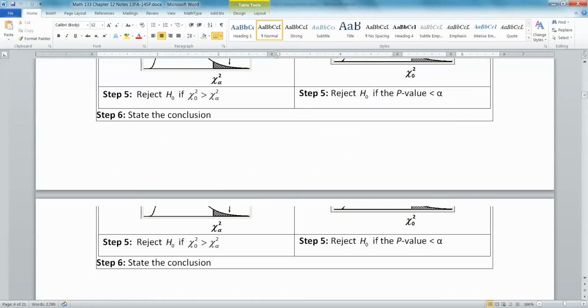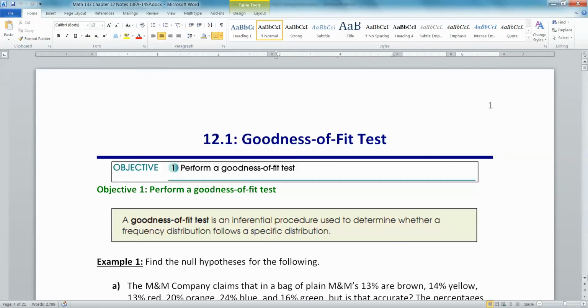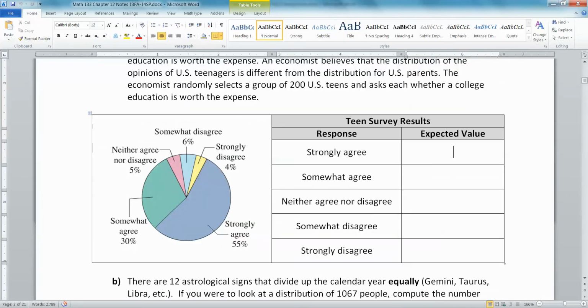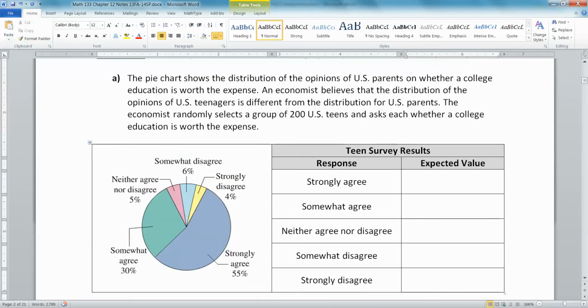And I believe in an earlier problem, let me go back just a little bit. I think we have you up right here. We have us calculate these. So let me just show you how to do this in case you missed that. So what you do is you take the percentage that you expect, which is coming from this pie chart, and you're going to multiply it by 200 because that's your sample size. So in this case, there were 200 teens polled, so your sample size is 200. So you would multiply, for the strongly agree, that would be 0.55.